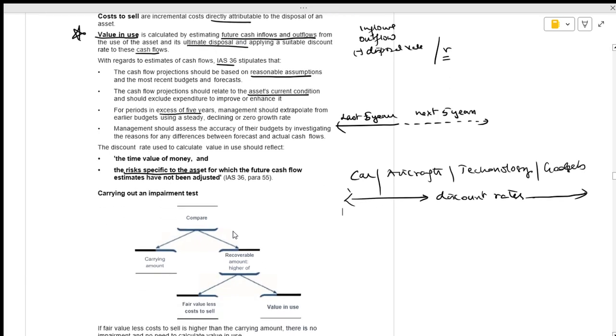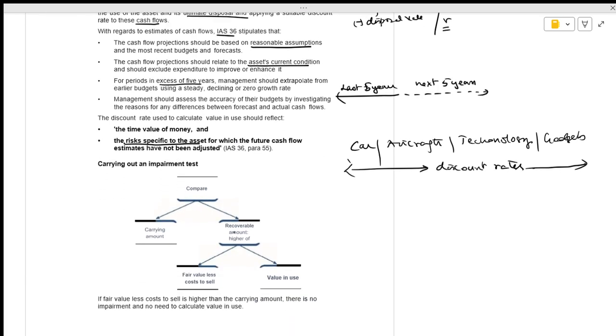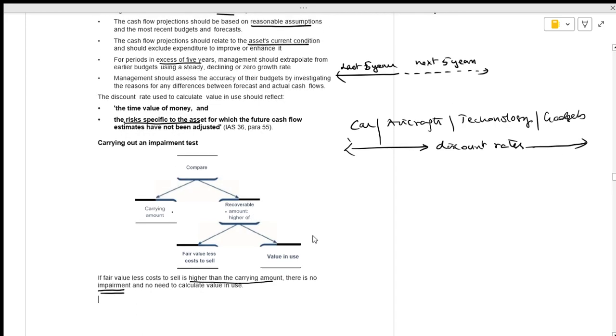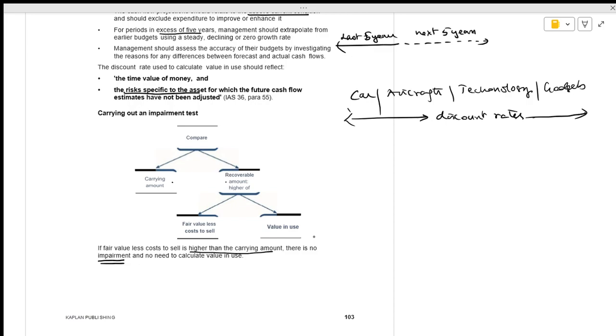When you do this, you have to be very clear. You have to compare the carrying amount and the recoverable amount, which is the higher amount, whether fair value less cost to sell or value in use. See what it says. If fair value less cost to sell is higher than the carrying amount, there is no impairment.